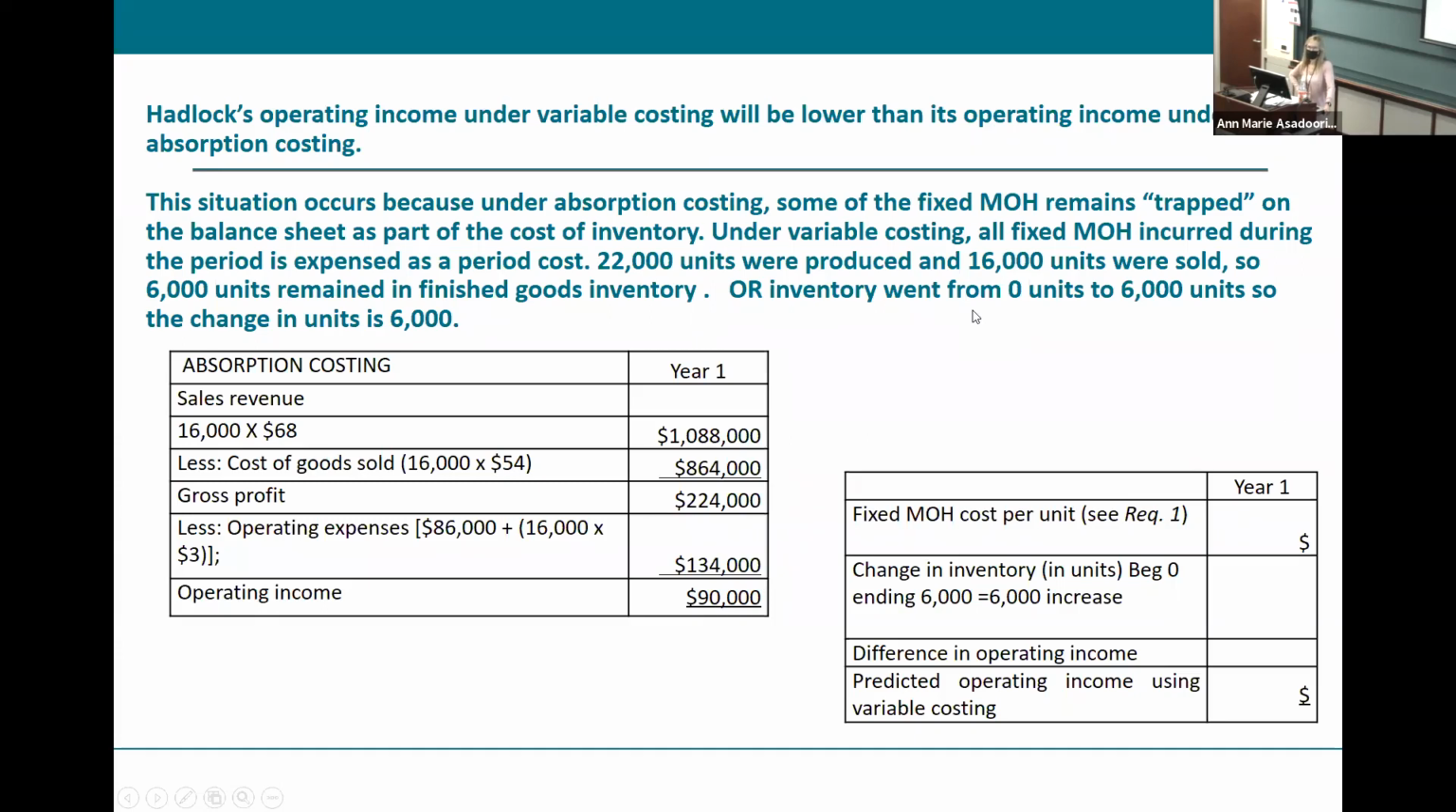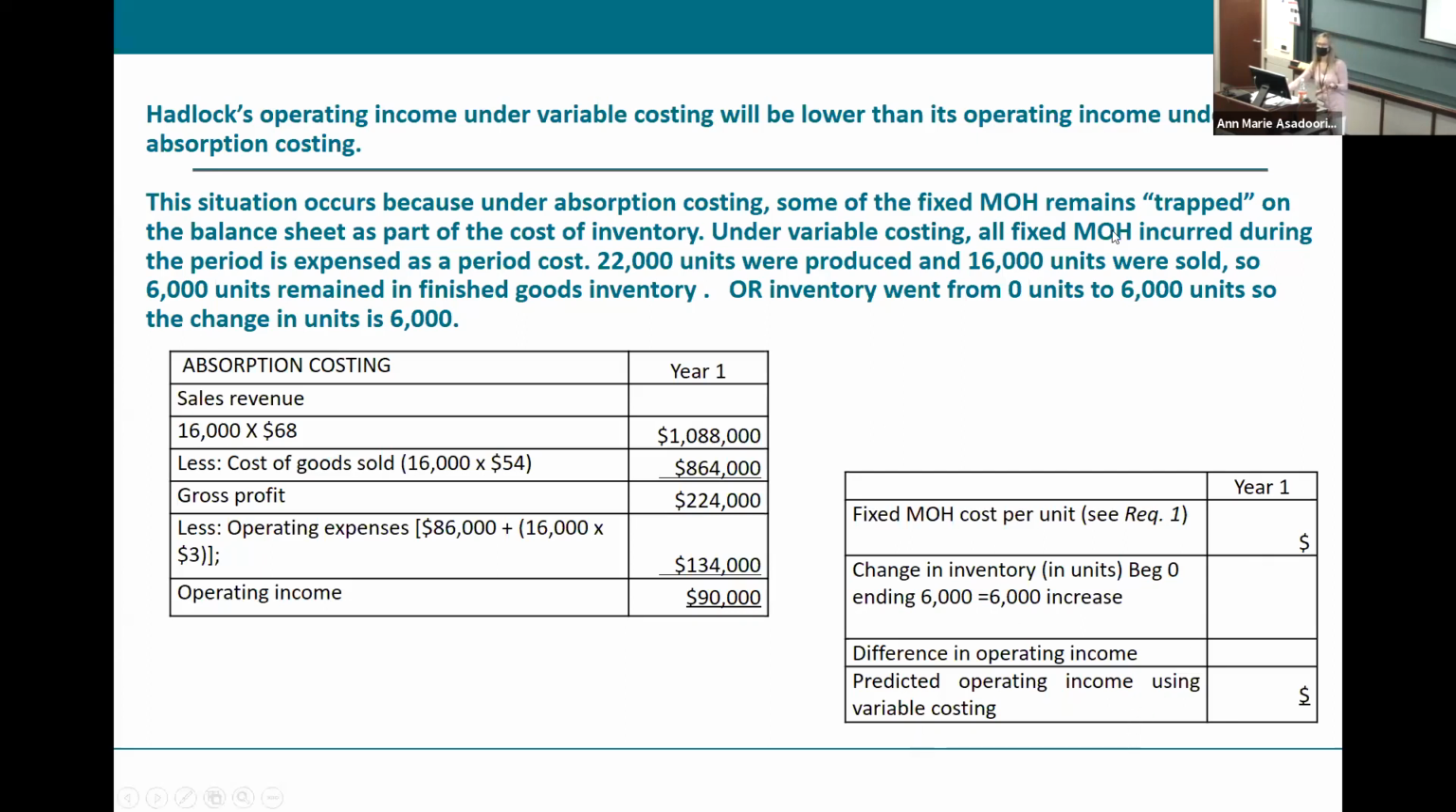All right, so the next question is, now that you have that income statement, what's the net income going to be under the variable costing statement? Right, so before you calculate it, you should know how to answer that question. What I'm going to say is it's going to be less than 90, because I produced 22 and I only sold 16, which means when I'm looking at that 90, that's telling me that I have not expensed all of my fixed factory overhead costs. Some of them are tied to those 6,000 units that weren't sold.